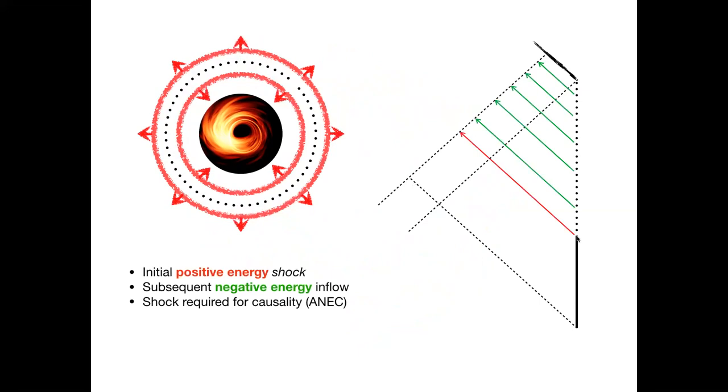So what happens in this situation? Well, first of all, there's a shock of positive energy. These are the red circles, one that's falling into the black hole and one that's going to fly away from the black hole. This red line is the positive energy that's falling into the black hole, and we'll talk about that a little more later. And then subsequently, these green lines are infalling negative energy. This is the familiar negative energy you get from Hawking radiation back-reacting on the space-time.